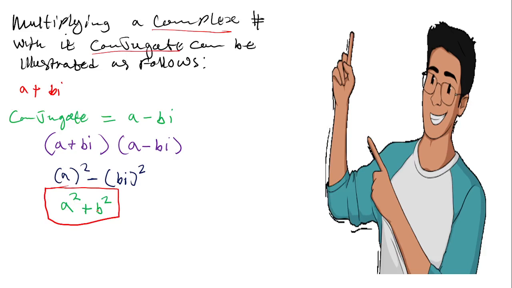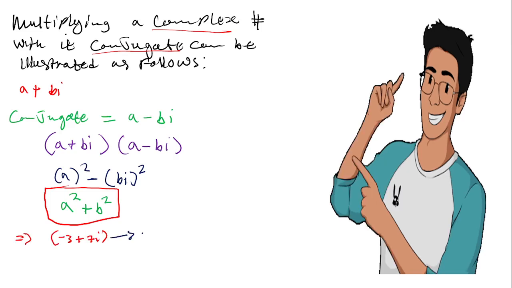In the case of a number, this is what is going to happen. Let's say I have negative 3 plus 7i, okay? If you look at negative 3 plus 7i, what's its conjugate? Can someone state? Anyone to try? So the conjugate can be positive 3, positive 3 and what?